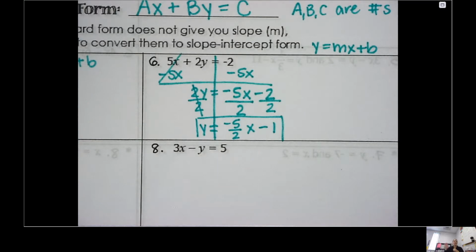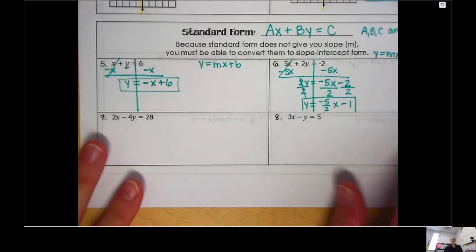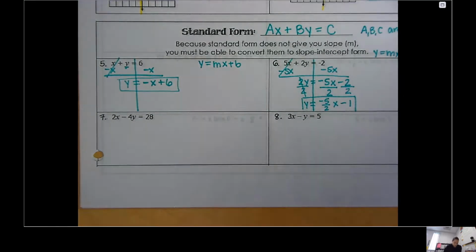Okay? Try number 7 and 8. You try them, we'll check them. 7 and 8. I believe in you. Okay. Try it quickly.